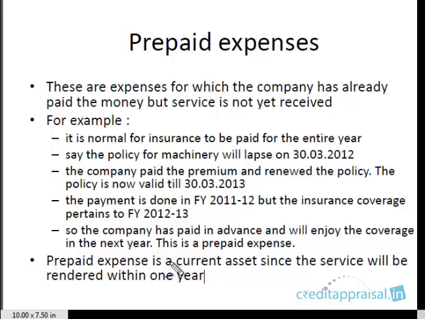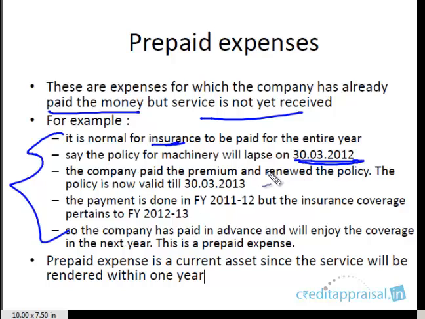Then we have something called prepaid expenses. Prepaid expenses are expenses for which the company has already paid the money but the service is not yet received. We already discussed the example of insurance. Say this is March 30th and the policy has lapsed. Now you have renewed the policy for 1 year. They have extended the policy. So now the policy is valid from April 1st 2012 to 31st March 2013.